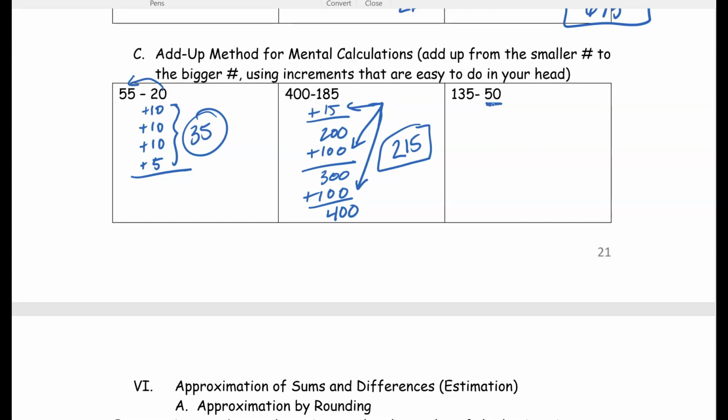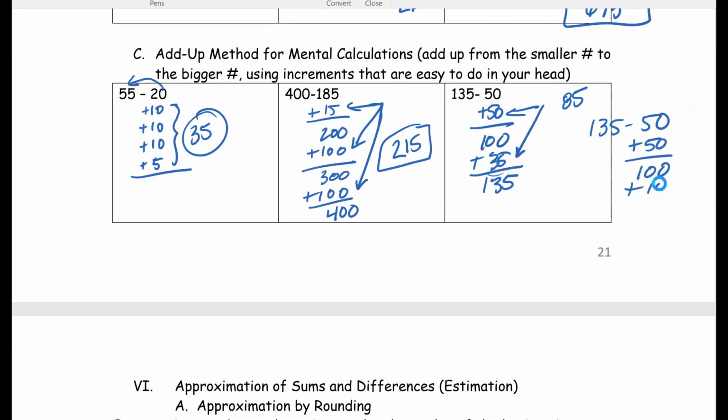So with this one, I'm going to start at 50, 135 minus 50, and then I'm going to work up to 135. So if I add 50, that gets me to 100. And then if I add 35, that gets me to 135. Well, what's 50 plus 35? 5 and 3 is 8. 85, I can do that in my head. If that's too much to do in the head, you didn't have to do the 35. There's lots of options here. You could have said plus 50 is 100, plus 10 is 110, 120, 130, 135. So that would have given you the same answer too.